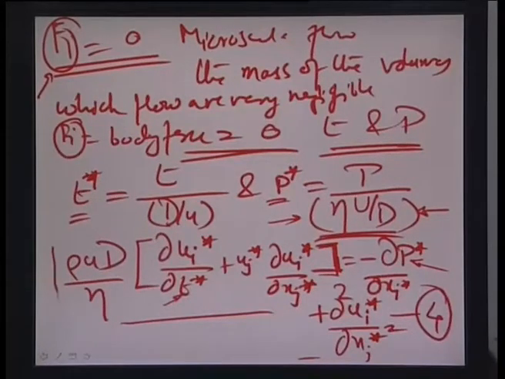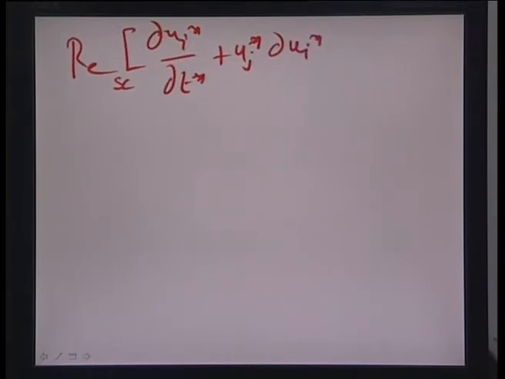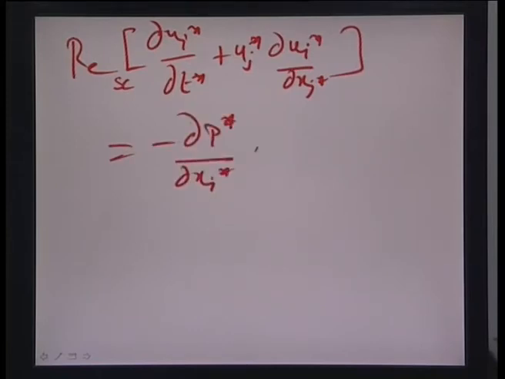What is interesting here is that this term is nothing but the Reynolds number, rho u d by eta, the characteristic Reynolds number at the scale that you are considering, because rho and eta do not change across these scales till the continuum is established, and u and d are the scaled velocities and length dimensions at the scale that you are concerned with. So it is appropriate to call the Reynolds number at the particular scale Re_sc, times del u i star by del t star, all these different components on the left side, del u i star by del x j star, is equal to minus del p star by del x i star plus del 2 u i star by del x j star square.